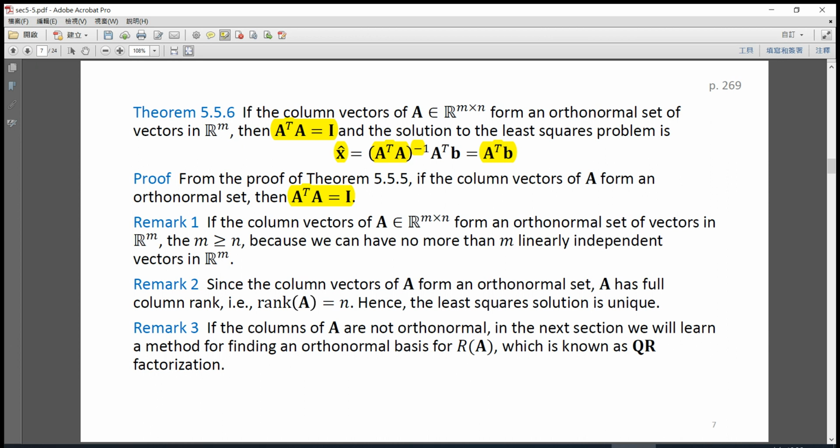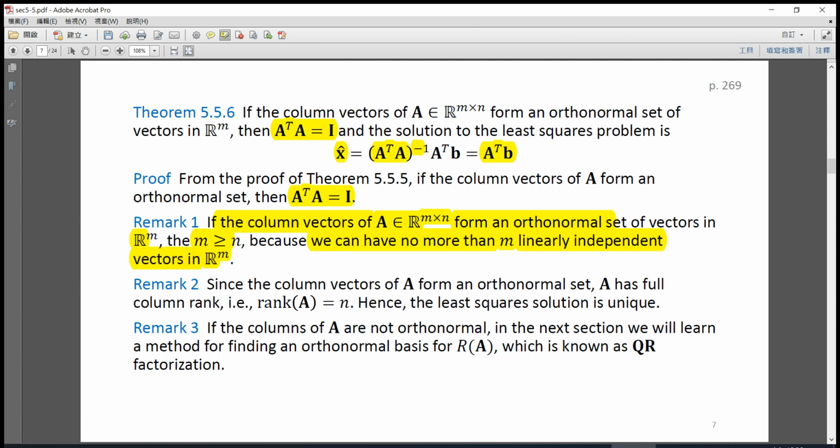We have the following three remarks for Theorem 5.5.6. First, we know that if the column vectors of A form an orthonormal set in Rm, then we must have m greater than or equal to n, because the dimension of A is m times n, and we can have no more than m linearly independent vectors in Rm.